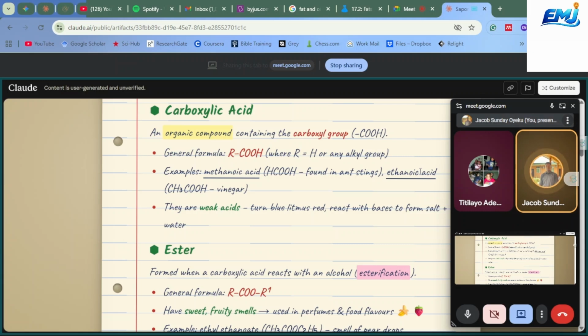They turn blue litmus red, right? Then they react with bases to form salts and water. So that's a carboxylic acid. So if you want to identify a carboxylic acid, what do you know? It contains a COOH, and it is attached to an R. That R can be hydrogen or it can be an alkyl group. Is that understood?